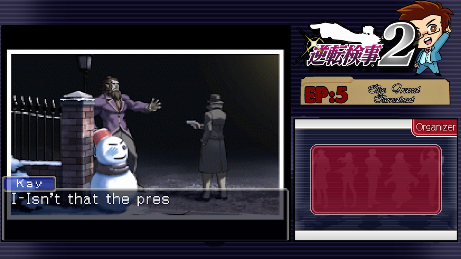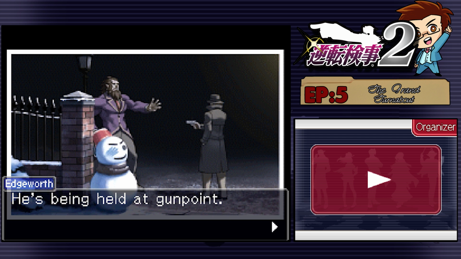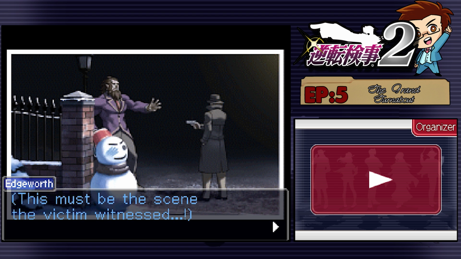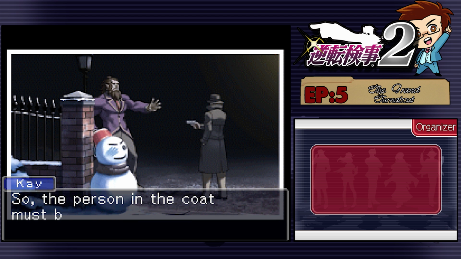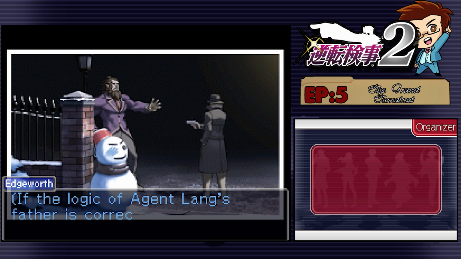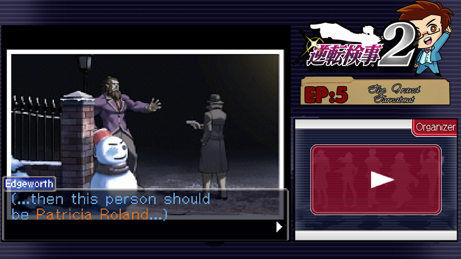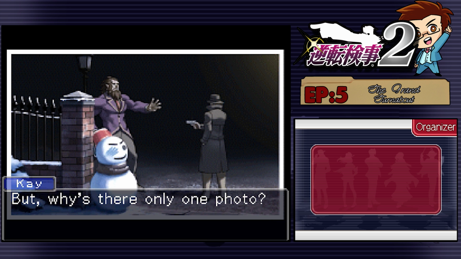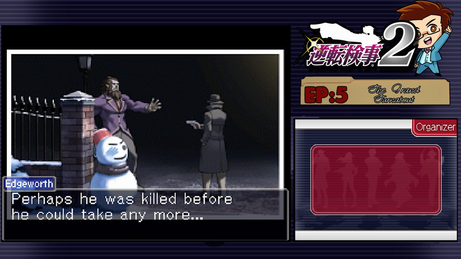Okay. Isn't that the president? He's being held at gunpoint. This must be the scene the victim witnessed. So the person in the coat must be the kidnapper. Indeed, it seems like some sort of disguise. If the logic of Agent Lang's father is correct, then this person should be Patricia Rowland. But why is there only one photo? Perhaps he was killed before he could take any more.